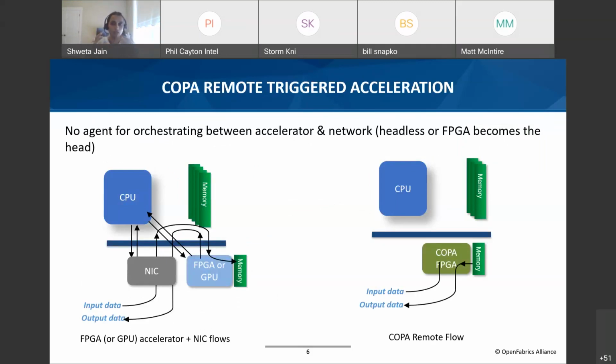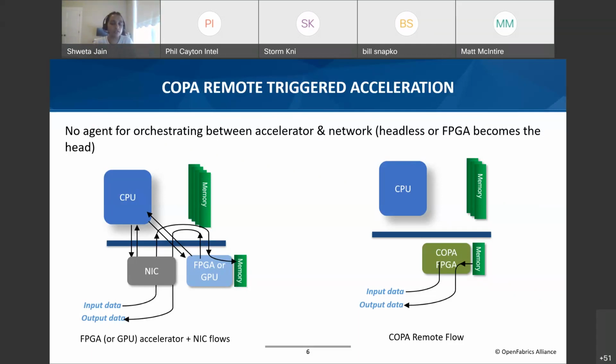Along with the two modes of operation that are supported, we also have something called COPA remote triggered acceleration. This is supported in both the inline accelerator mode and the look-aside accelerator mode. We have the inline accelerator commands and the look-aside accelerator commands. Within the command format, we have some fields which can invoke the accelerator without any involvement of the host system. So you can perform communication and computation independently, and that's what we show in the picture on the right.